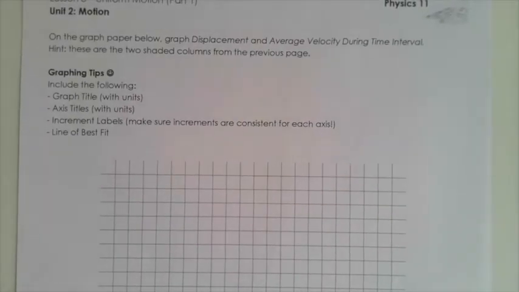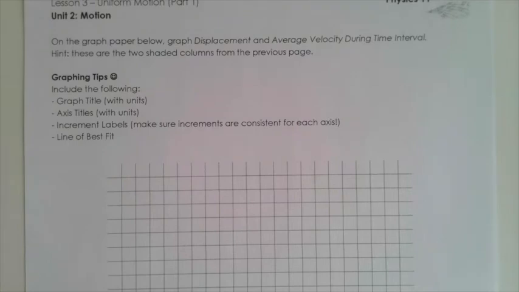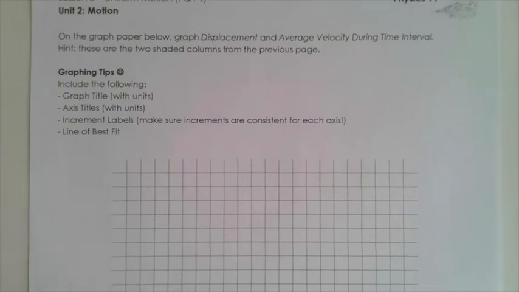So it says here at the top, on the graph paper below, graph the displacement and the average velocity during time interval. These are the two shaded columns from the previous page. And it gives us some tips as well. We're going to label our graph properly with a title, axis titles, increment labels, and a line of best fit.